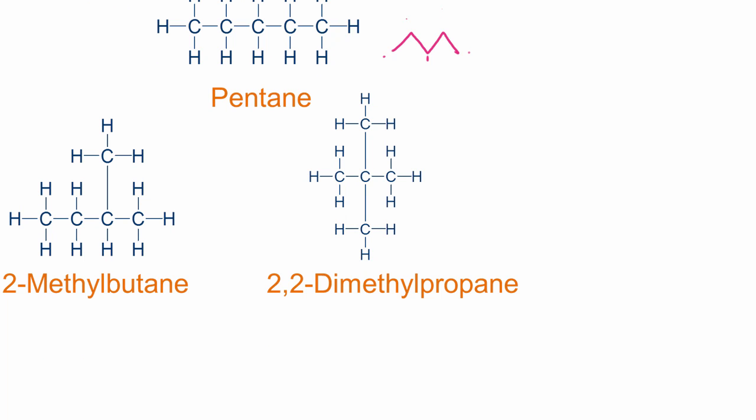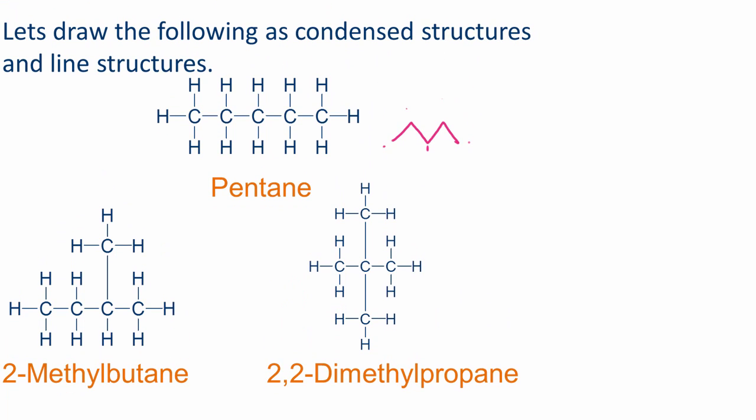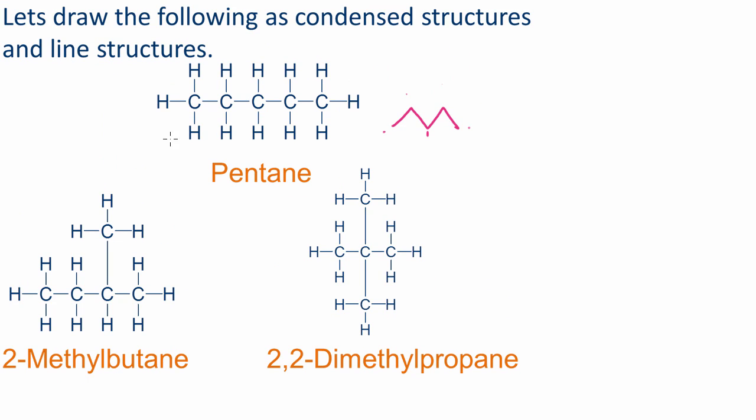Oh, they also wanted condensed structures. Okay. So reading from left to right, I have a CH3. Here I have a CH2, CH2, CH2. So let's put those in. That was 3 CH2s. And then here a CH3. So the condensed and the line.